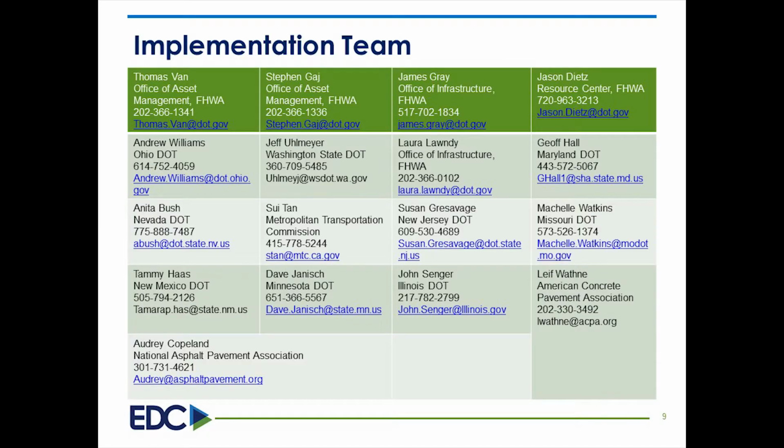Currently, here's our technical working group. We have 10 states as well as 2 other industry representatives, one from the American Concrete Association and the National Asphalt Pavement Preservation, on our technical working group that we're working with on this implementation plan. We look forward to having it somewhat complete by early next year, where we can move on to the next direction of where we're going to take this for Everyday Counts 4.